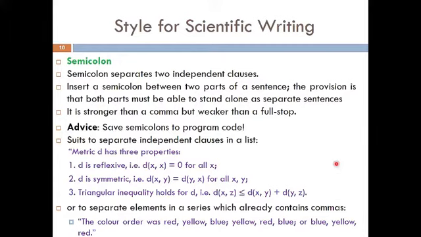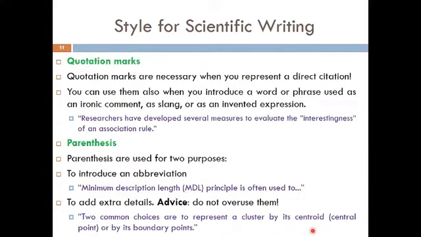You could also use semicolon to separate elements in a series which already contain a comma. For example, the color order was red, yellow, blue; and yellow, red, blue; or blue, yellow, red. So those are instances where we can use semicolon.